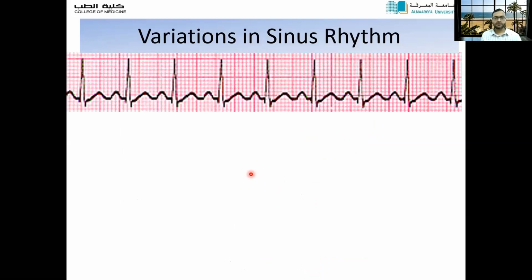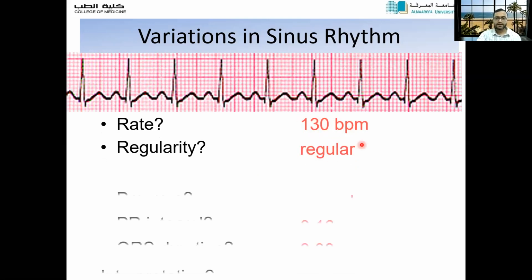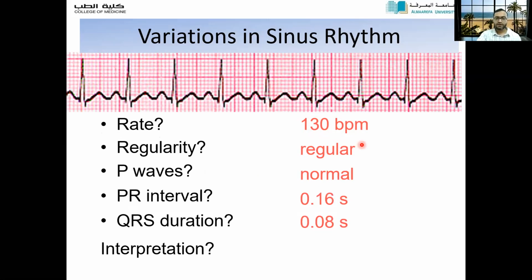Second example, exactly opposite to the previous one, but the same steps you have to follow. Rate. Here the rate is too high, above 100, it's too high. Regularity, P wave, PR interval, and QRS duration. You see the PR interval is 0.16, QRS duration is 0.08, P waves are normal, everything is normal, but the rate is 130 beats per minute. So it is arrhythmia, definitely, no doubt.